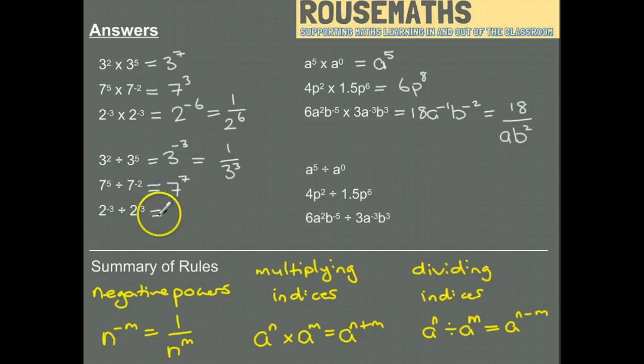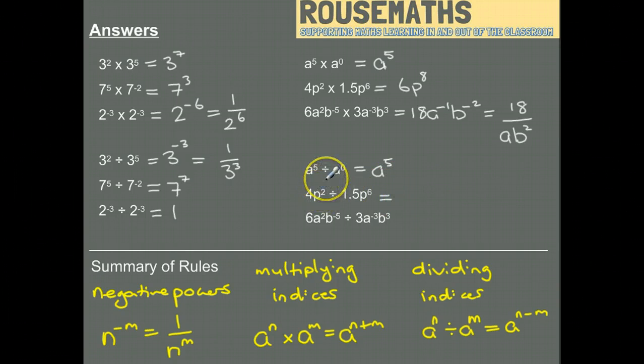And for this one here, you can do negative 3 take away negative 3 and realise that's 0. We can also look at it as a number divided by itself. The answer is just going to be 1, because it would be 2 to the power 0, and anything to the power 0 is 1. This one here, a to the power 5 divided by 1, because anything to the power 0 is 1.